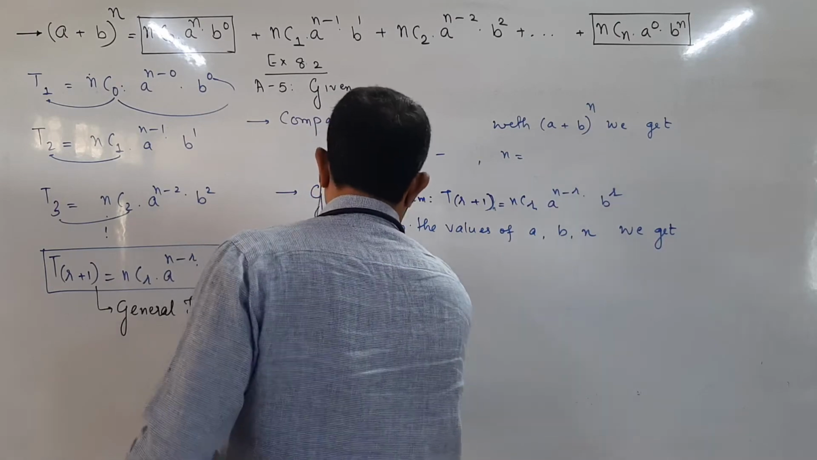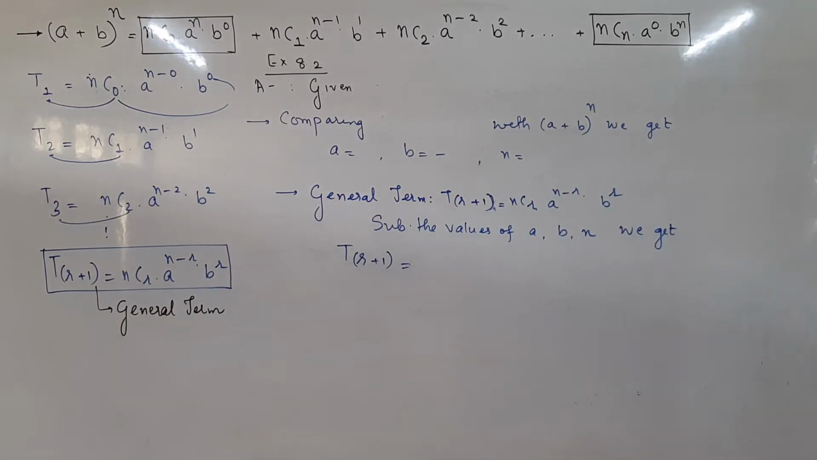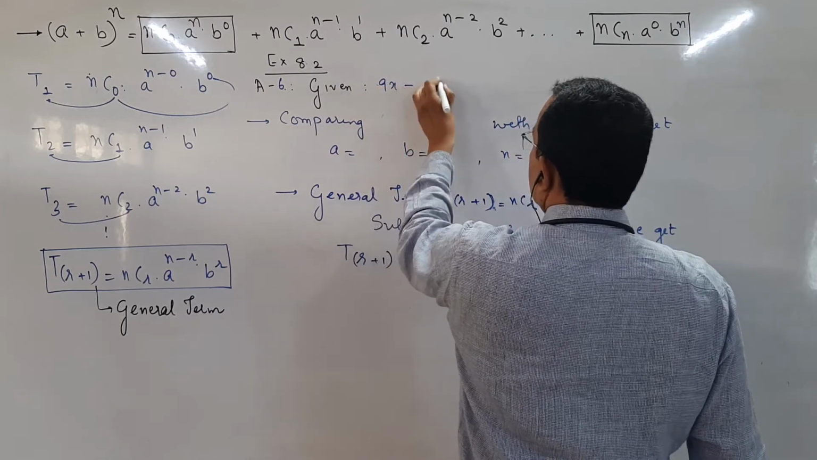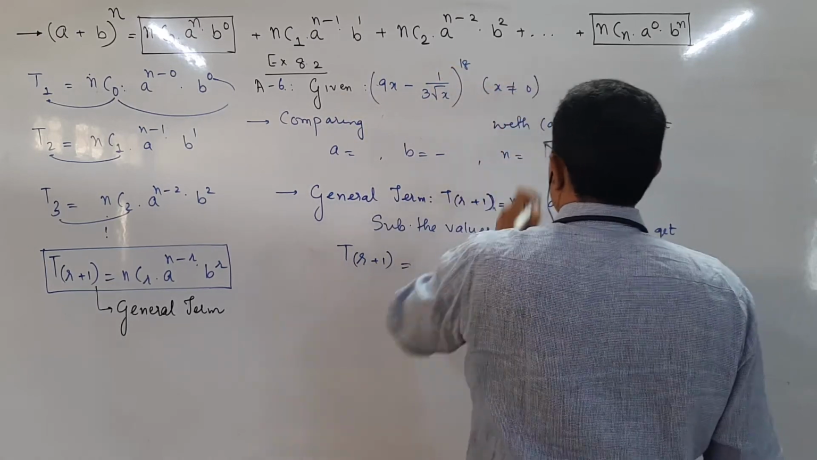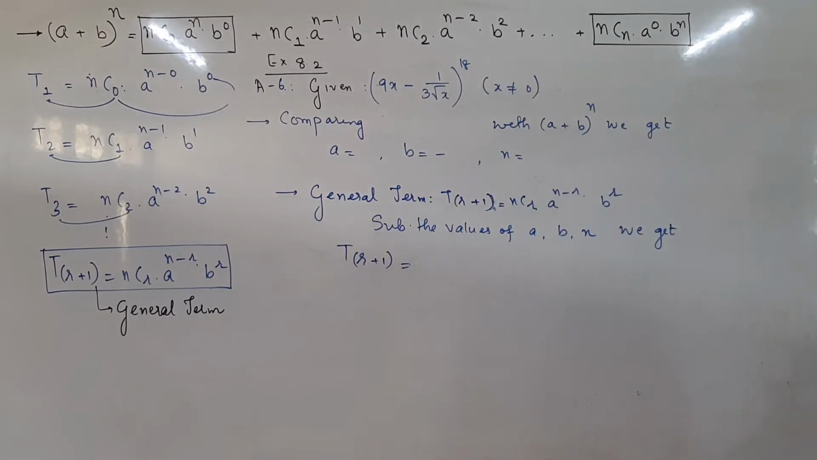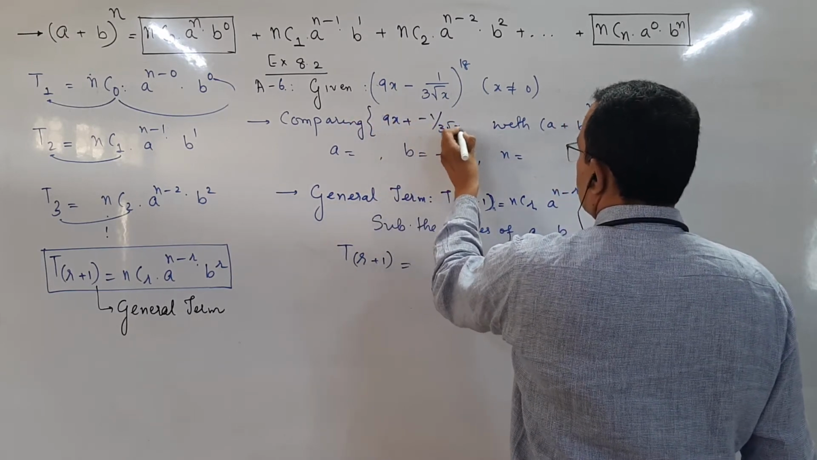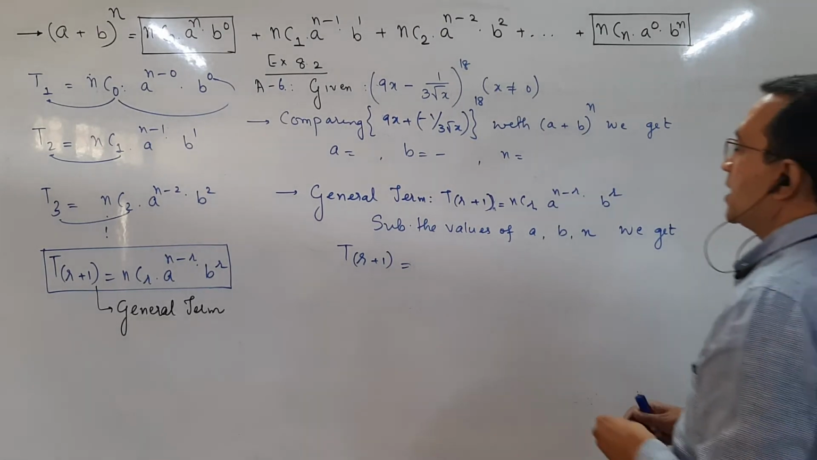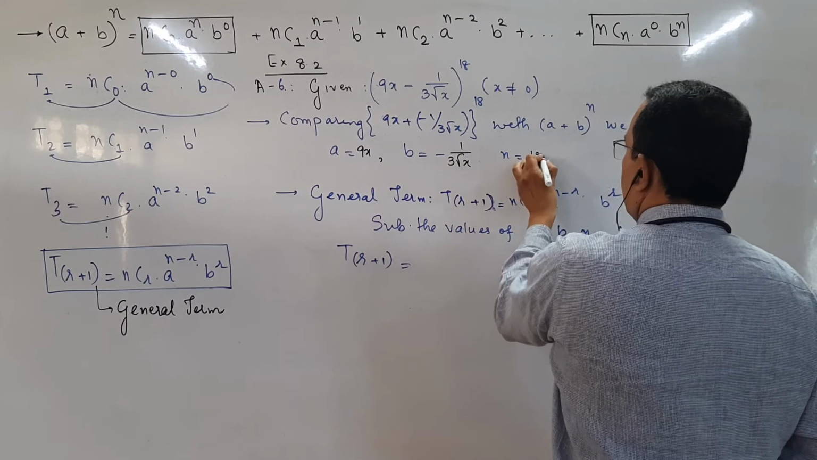Okay students, now all of you please concentrate. Sum number 6, the given expansion is (9x minus 1 upon 3 root x) raised to 18, and of course x is a non-zero value, because if x is 0, then the denominator becomes undefined. So comparing (9x plus minus 1 by 3 root x) raised to 18 with (a plus b) raised to n, a is 9x, b is minus 1 by 3 root x, and n is 18.